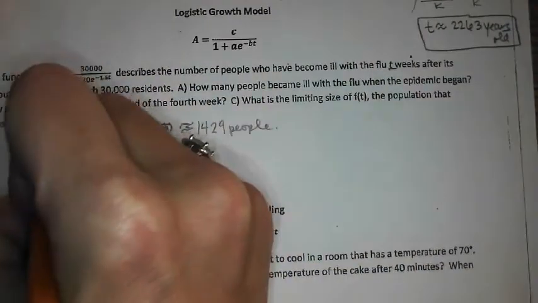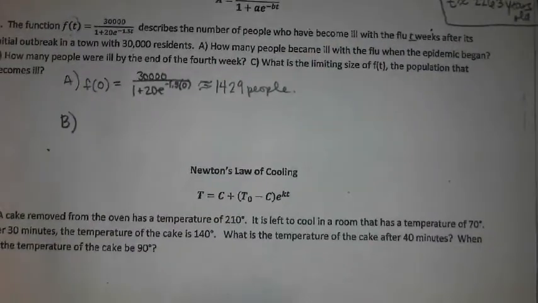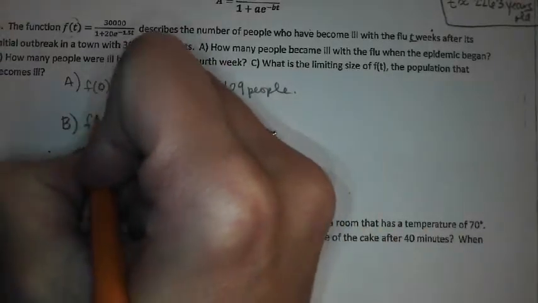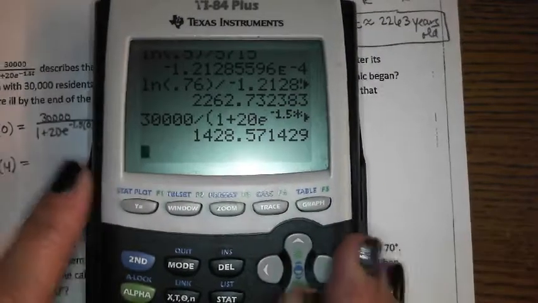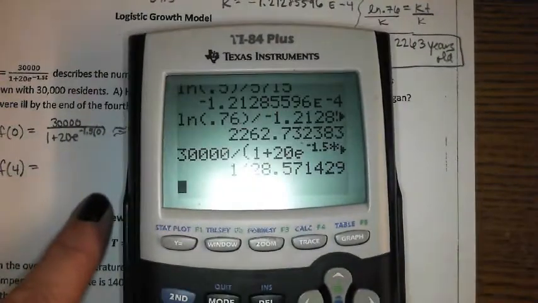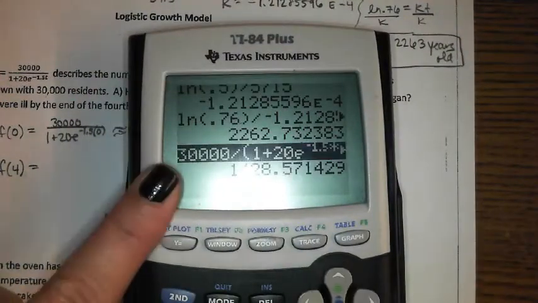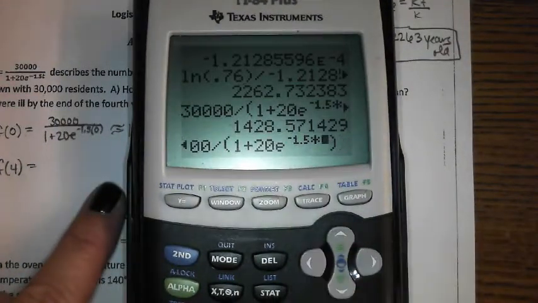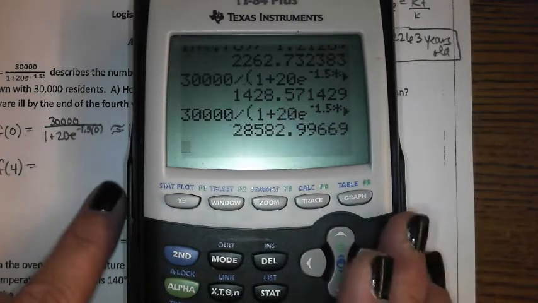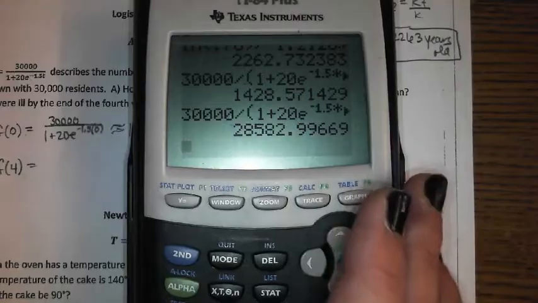Part B, how many people were ill by the end of the 4th week? We're just going to do f of 4, so same thing. Do you all know how to redo it without retyping everything in? Scroll up, grab that, it's going to bring it down, and I'm going to go into my equation and change my 0 to 4 and just hit enter. 28,583.